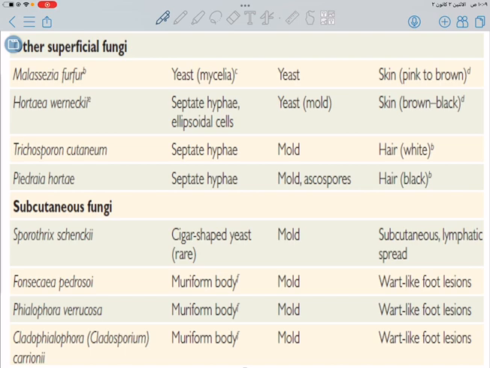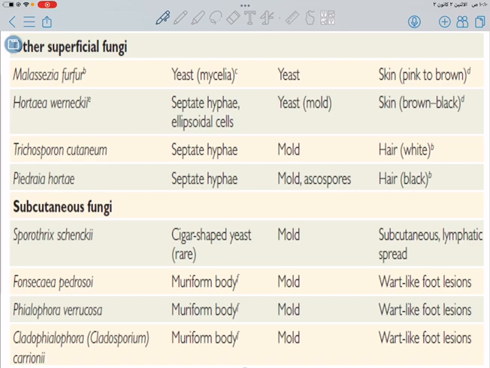And then we will speak about Trichosporon cutaneum, which is white in color, and Piedraia hortae, which is black in color, that we have seen on the skin. Other subcutaneous fungi, Sporothrix, we will speak about it. And then the others that I have mentioned, mycetoma and others.